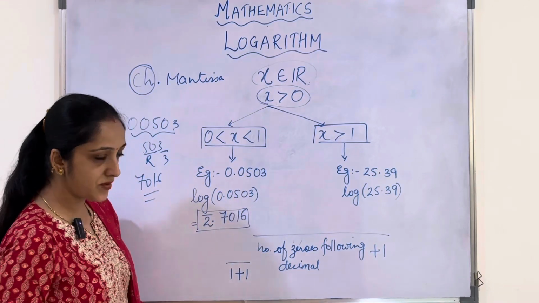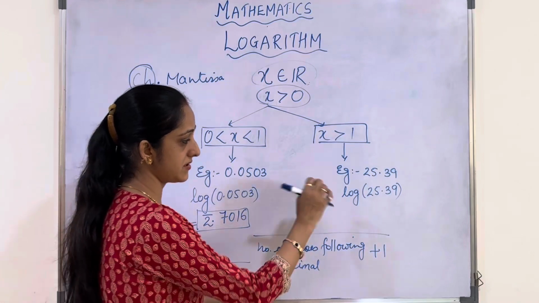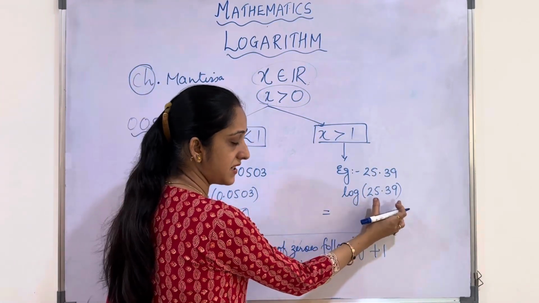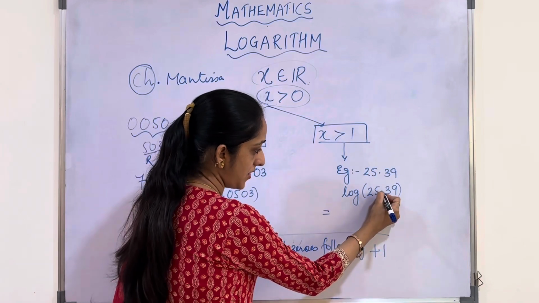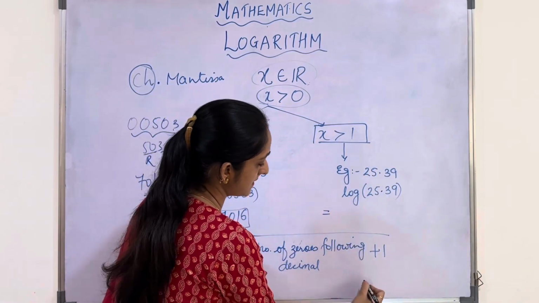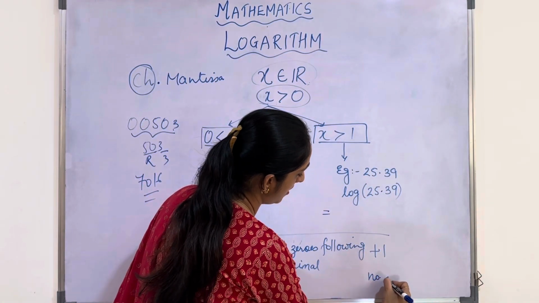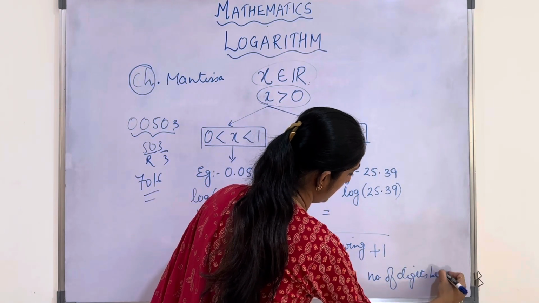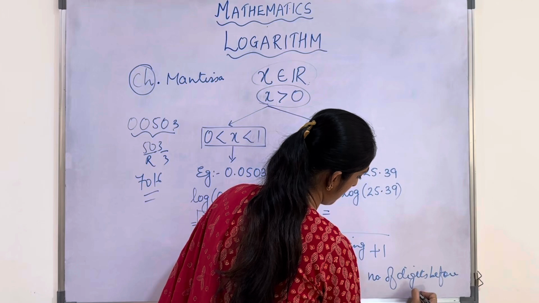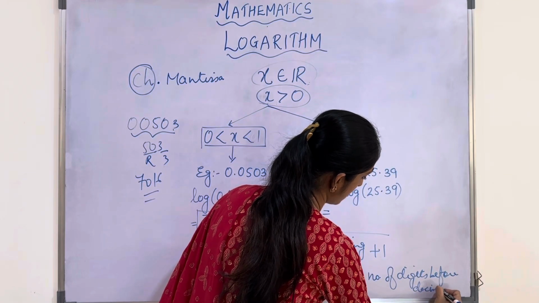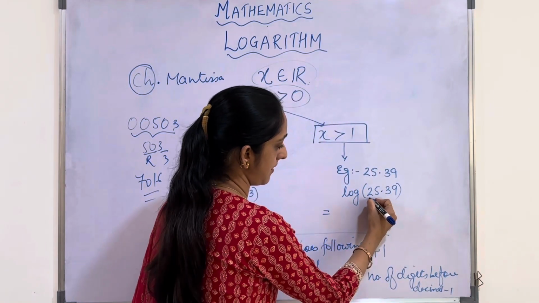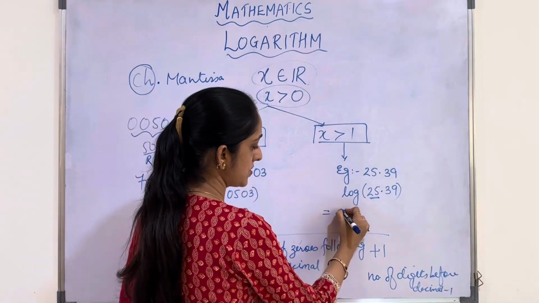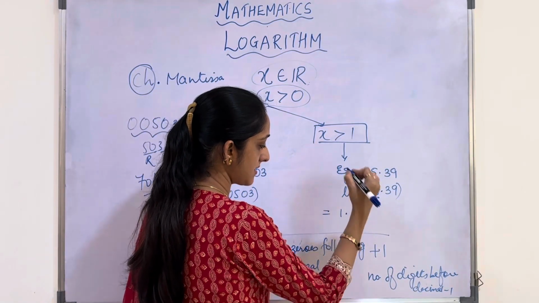Now we will see how we can find log of a number whenever it is greater than 1. So here in this case the number is greater than 1. For the characteristic part, it is the number of digits before the decimal minus 1. So in this case, the number of digits before the decimal is 2, and 2 minus 1 is 1. So 1 is the characteristic.